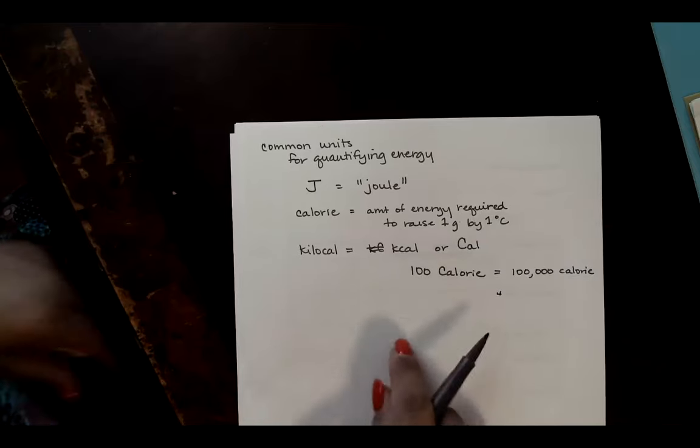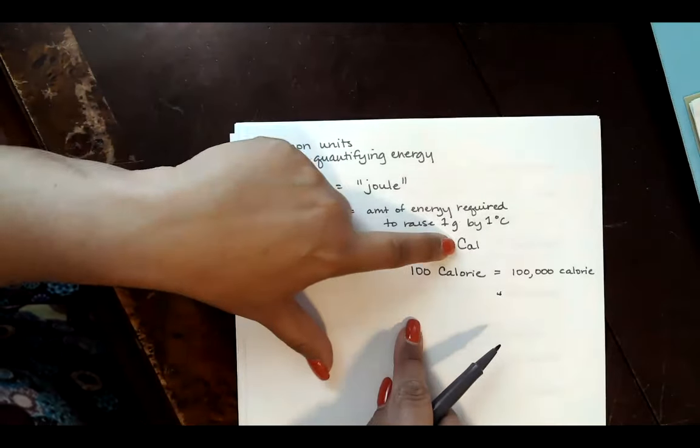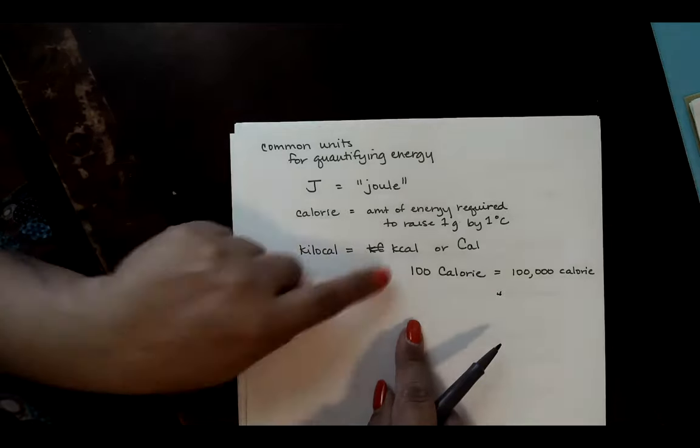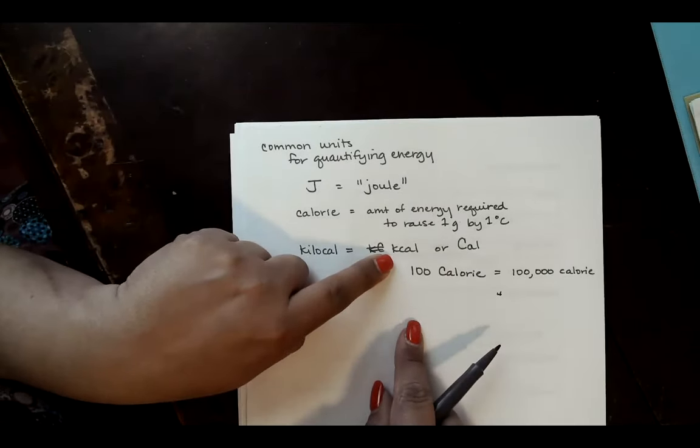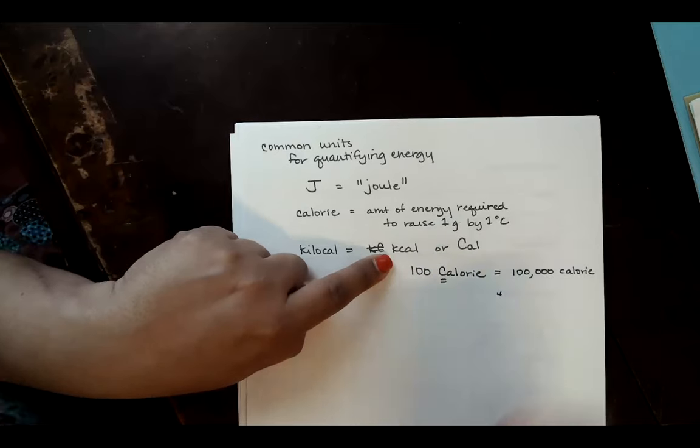So you kind of have to pay attention when you're looking at the word calorie. Is it calorie with a little c or a calorie with a big C? Me, when I write it out, I'll write it out this way, K-C-A-L, so there's no confusion in my handwriting between a capital C and a lowercase c.